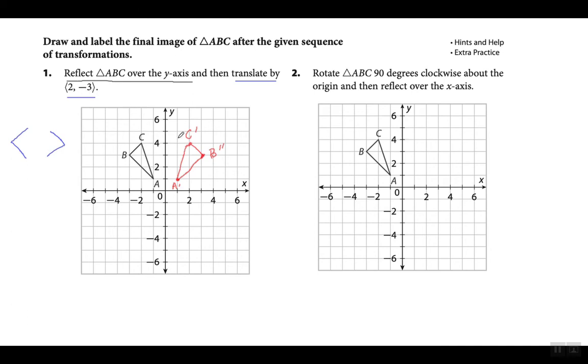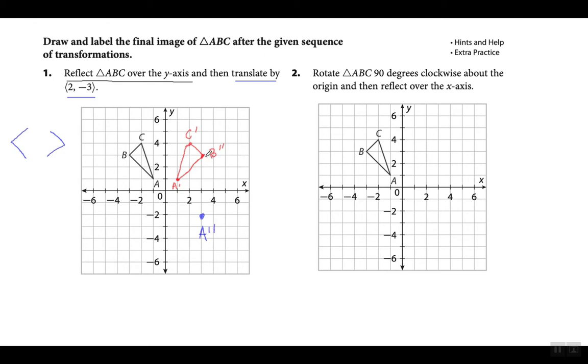So this is telling us to take this figure, this triangle, and move it 2 units to the right and 3 units down. 2 to the right and 3 down. So I'm just going to do that to every point. A prime is going to go 1, 2, 1, 2, 3. And that's going to be A double prime.